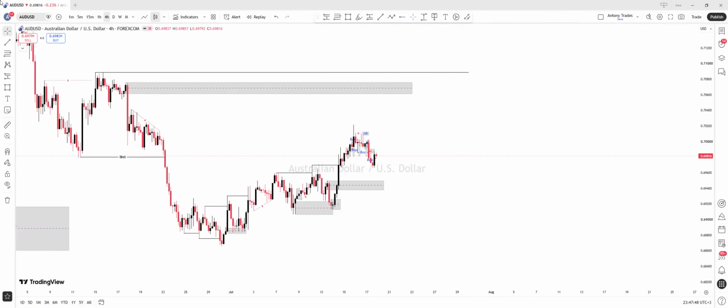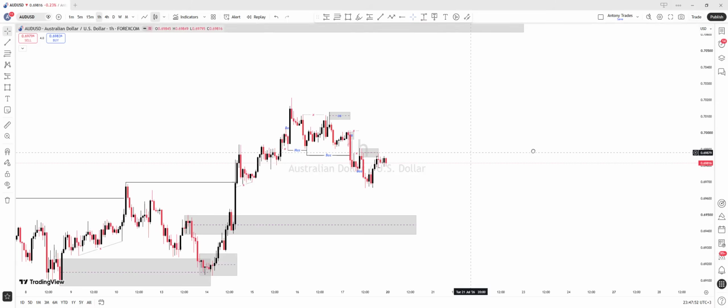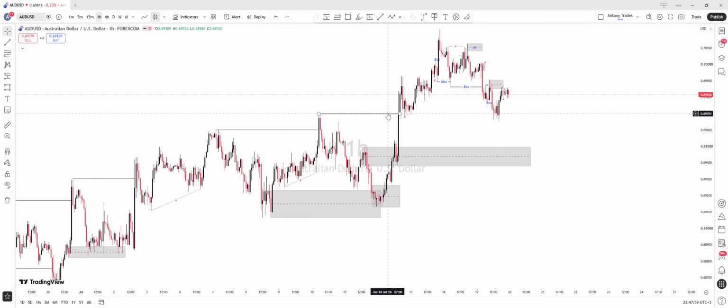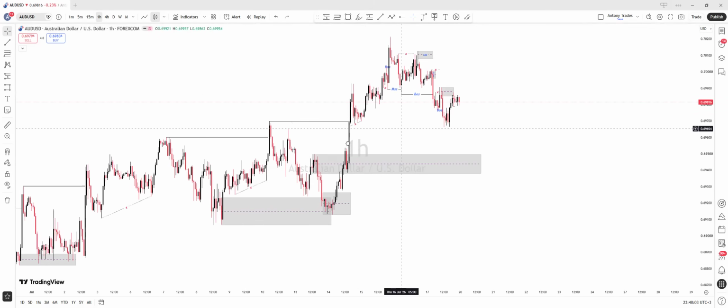So looking at the market internally, that is from the 1 hour time frame. What are we seeing? This was the last break of structure here to the upside, right? We have this one as our last strong BOS, which swept this internal liquidity, and then we have this break of structure.